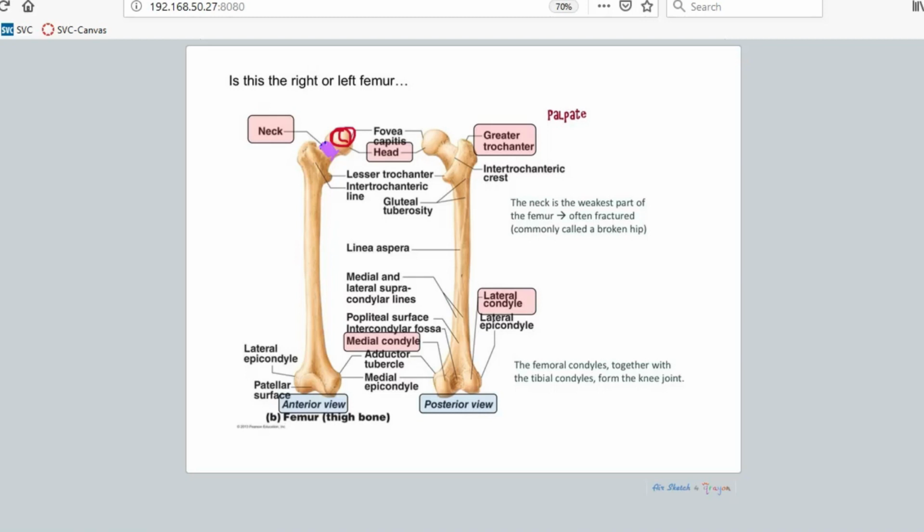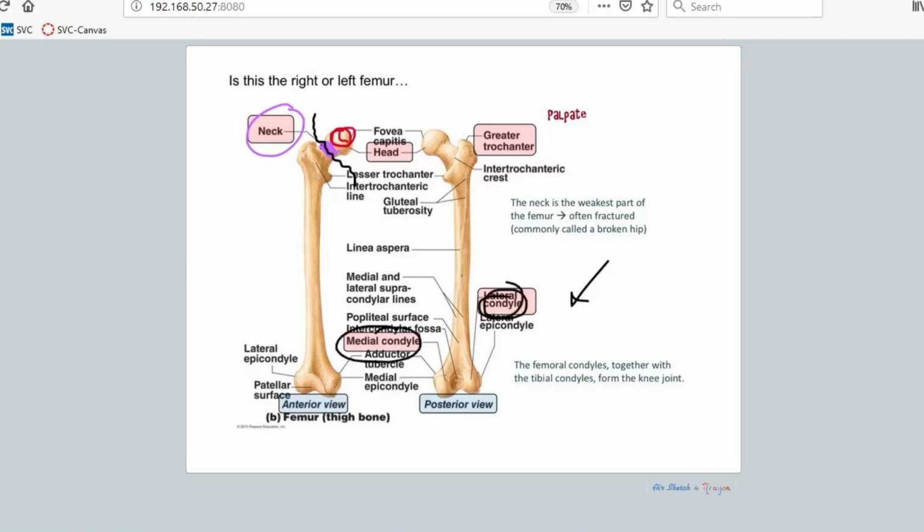And actually, the neck here is the weakest part. And so when people get a broken hip, a lot of the time what's going on is a fracture in that neck region. Okay, then we move distally, and we have what we call these condyles, the medial and the lateral condyles.